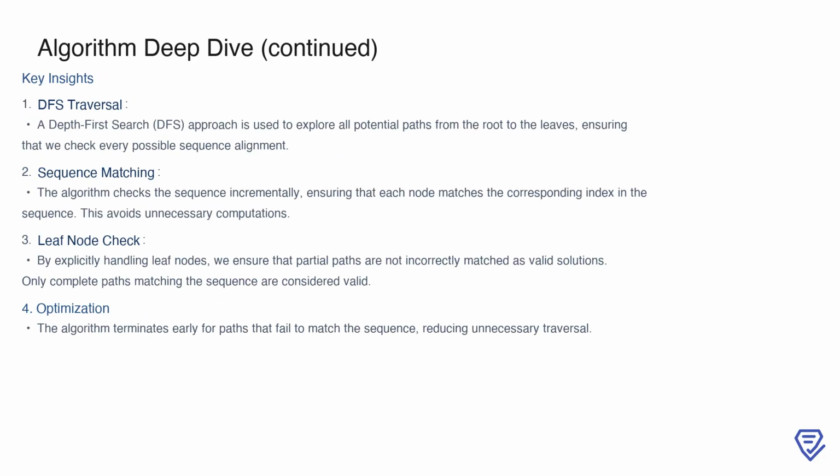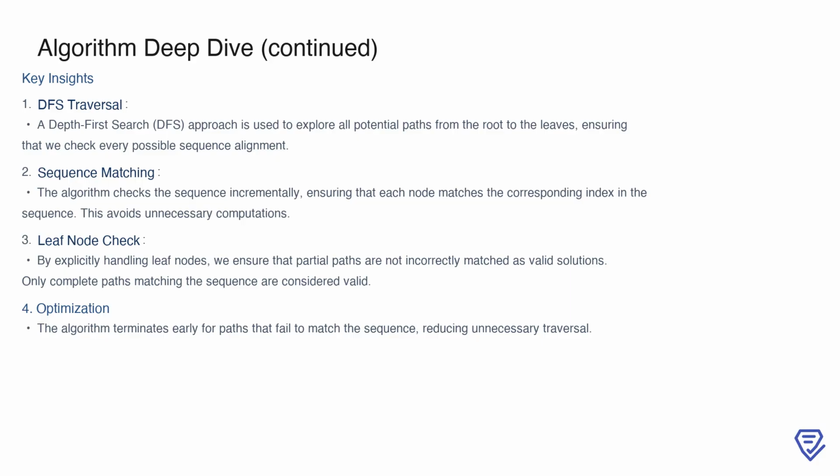This algorithm is built on the foundation of a depth-first search, which systematically explores all potential paths from the root to the leaves. By iterating through the sequence incrementally, the algorithm ensures that each node is checked against the corresponding index in the sequence, avoiding unnecessary computations. A key aspect is the explicit handling of leaf nodes. This guarantees that only complete paths matching the sequence are considered valid, preventing partial paths from being incorrectly counted as solutions.